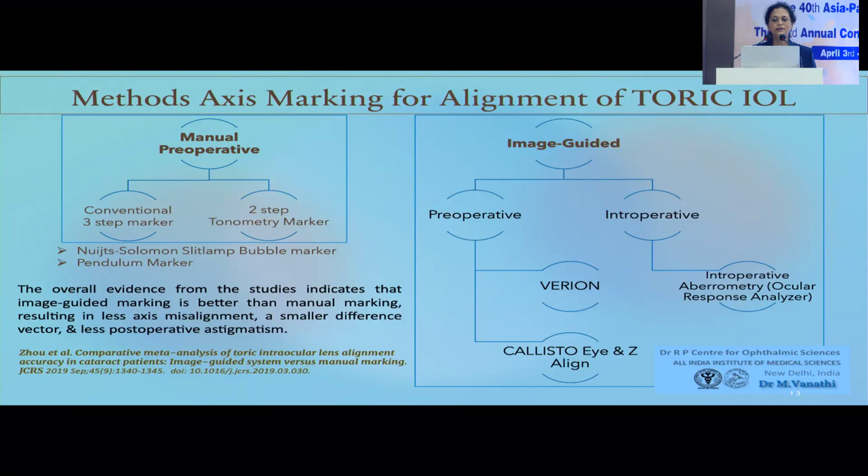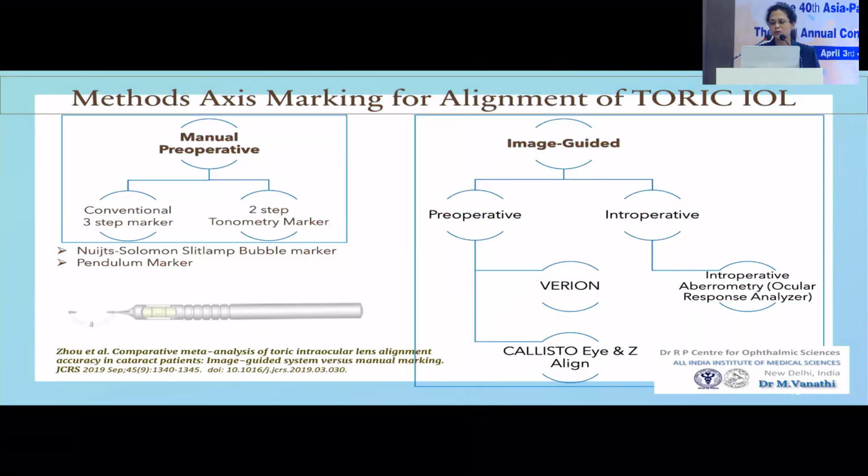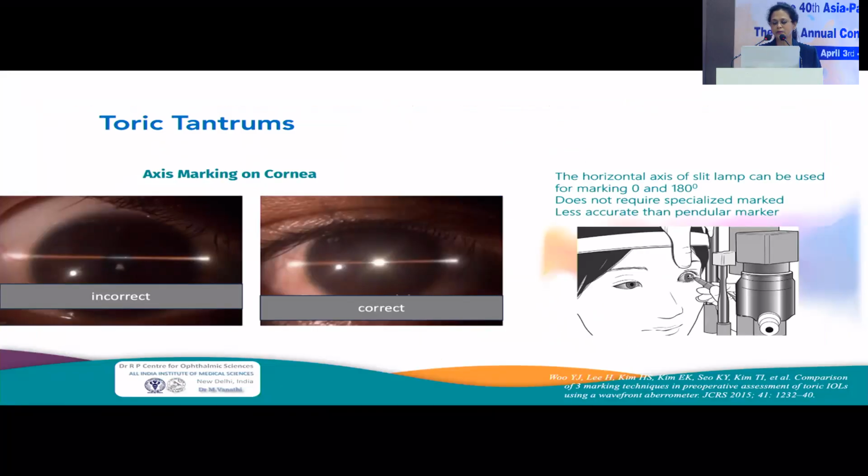The preoperative one includes the Verion, which is the cataract refractive suite, which helps to gauge your astigmatism, and it's transferred onto the console, and then this will help you to implant your lenses. The intraoperative one, which is more sophisticated and more expensive, is the ocular response analyzer, which you would need to do the intraoperative aberrometry. I think because of lack of time, I'll just run through.